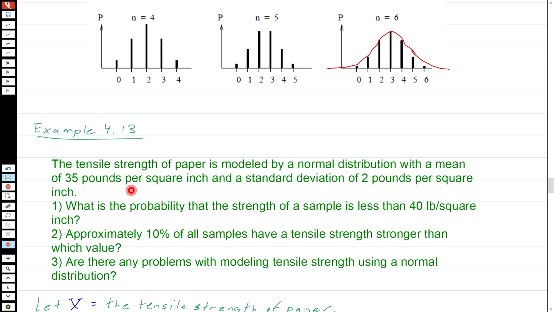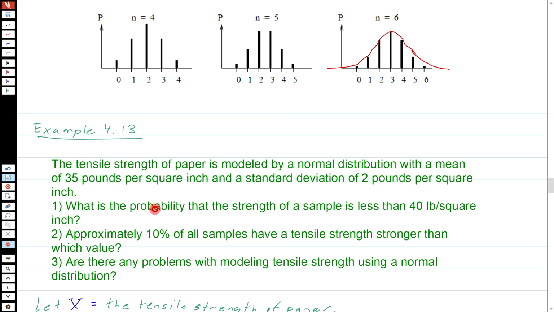Since the normal allows negative values, it's allowing some probability of the tensile strength of the paper being negative, and I assume that just means the paper explodes or something like that. And we don't see that in practice, so that can't be right. On the other hand, the mean is 35 and the standard deviation is 2, so the negative values are 35 divided by 2, so about 17 standard deviations away from the mean, which is a long way away in normal space. So this is actually probably a pretty reasonable distribution.